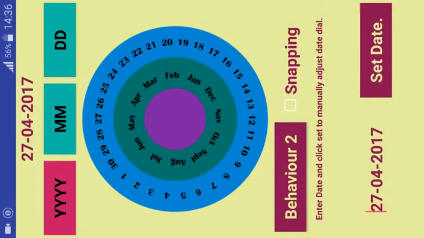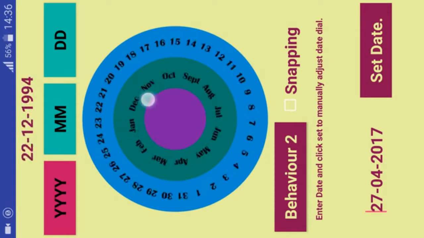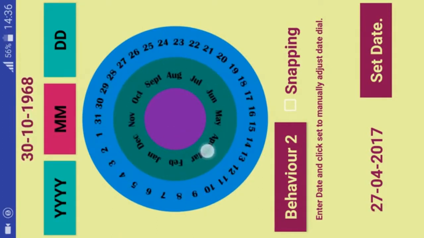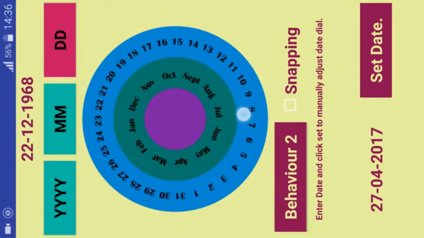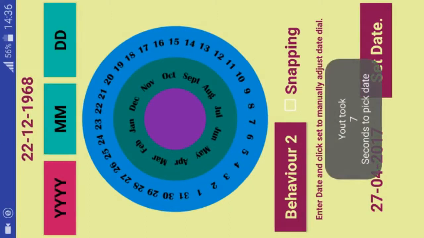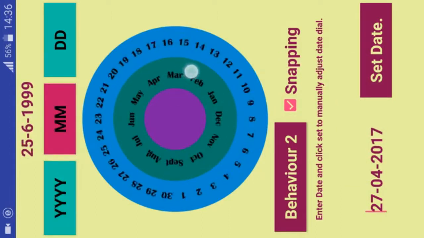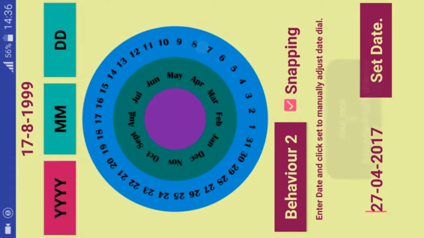So I'm going to select the same date with this control, December 22nd, 1968, and here we go. There you go, 1968, and go to December, and 22, and there we go. As you can see, that's even faster still. And again, you've got angle snapping there. Put that down, release, and then the month snaps into place, and the date snaps into place.